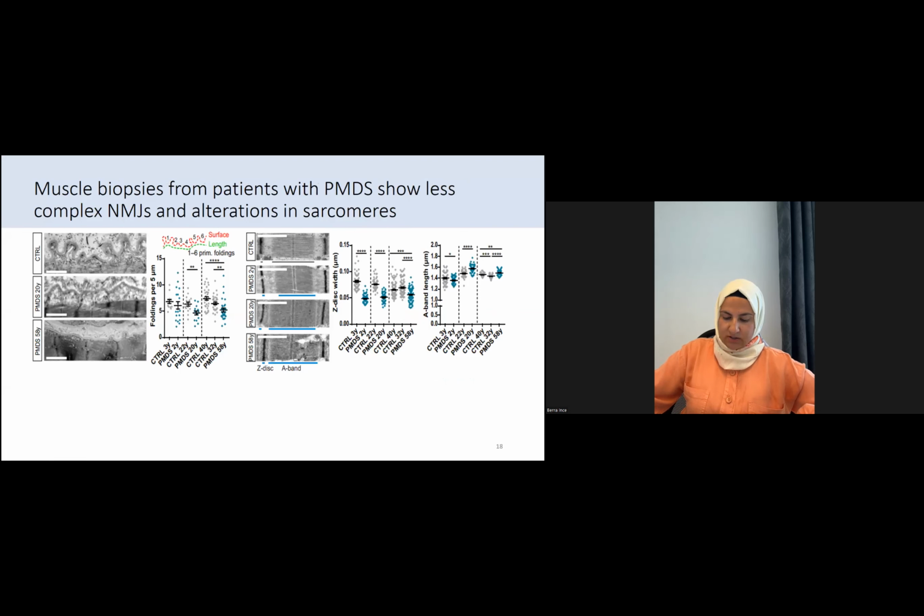Then we checked the NMJ complexity in ultrastructure, and we have found that the NMJ complexity was decreased in the 22-year-old and 58-year-old patients, but not in the 2-year-old patient, which presented a broader range in the number of foldings.